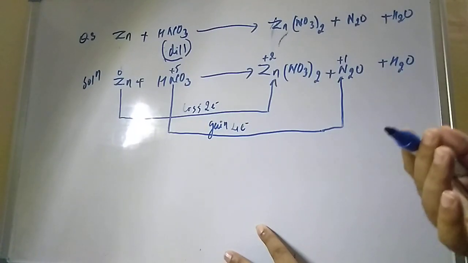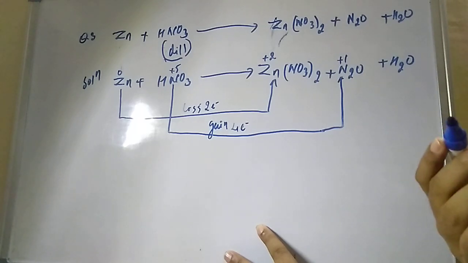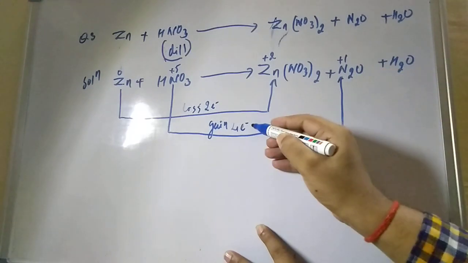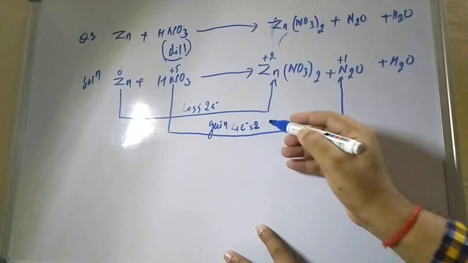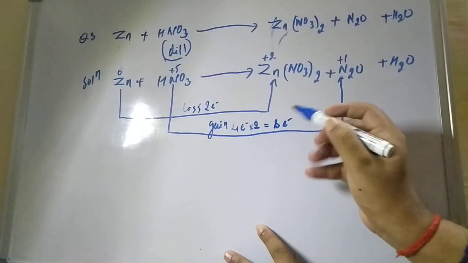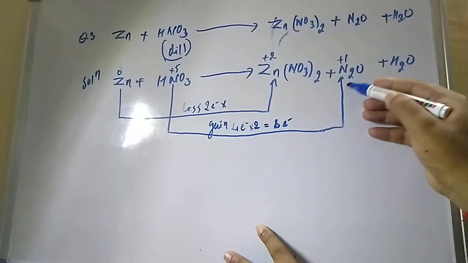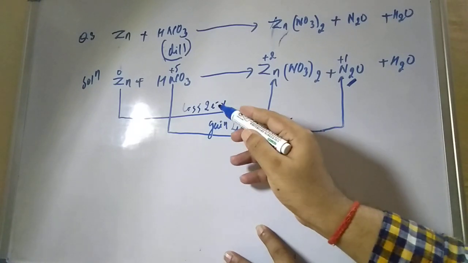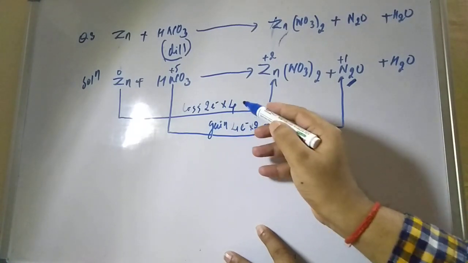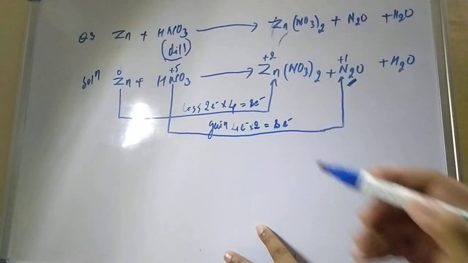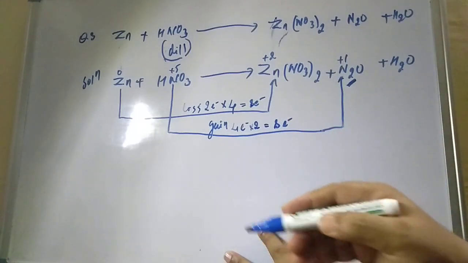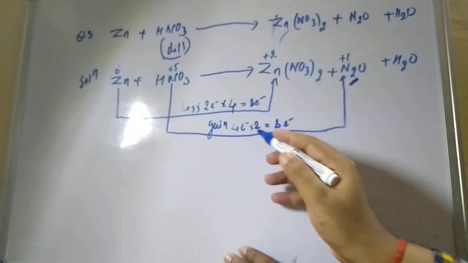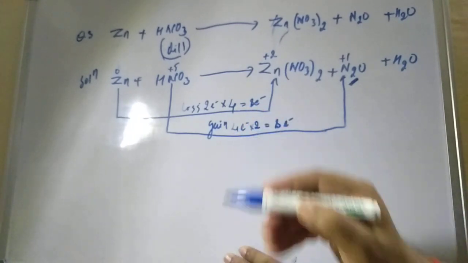Now loss and gain should be equal. So what we see, students, here 2 is there. So firstly you multiply the coefficient by 2. So how many electrons are coming? 8 electrons. So here how many do we have to multiply? You have to multiply by 4, so that you will get 8 electrons here also. Now loss and gain are equal. Now you multiply: this line multiply by 4 and this line multiply by 2.